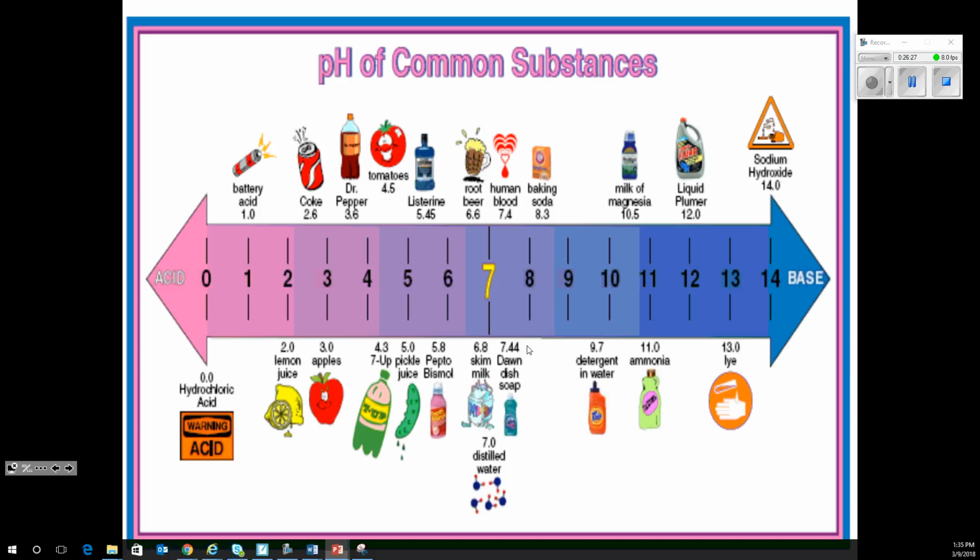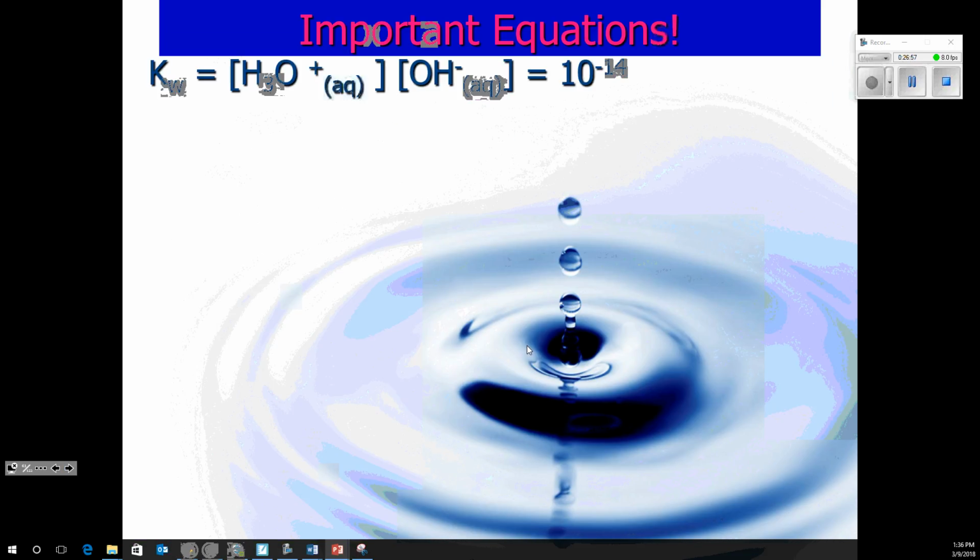You can see root beer up there at 6.6, almost neutral. Listerine, 5.45, and you can go all the way through. 7-Up, 4.3. Lye, which is what they make soap out of, is 13. Liquid Plumber is at 12. Tums at 10.5. Ammonia and detergent in water. So there's a lot of things that you can test. Make sure, again, that you don't use blood, feces, or urine to test those.